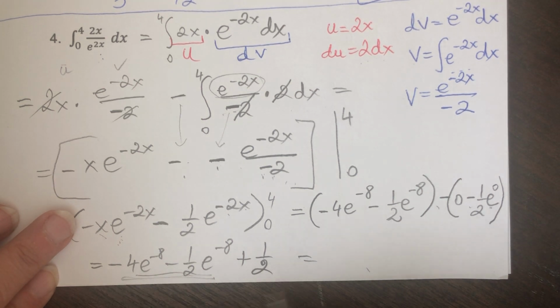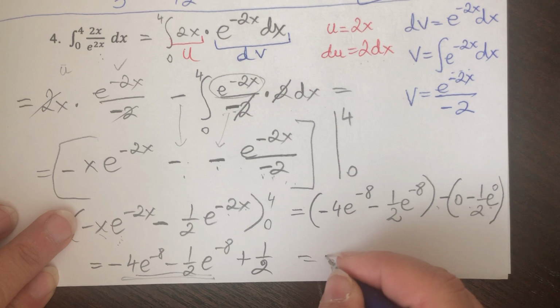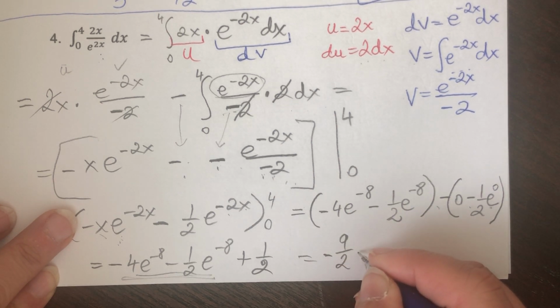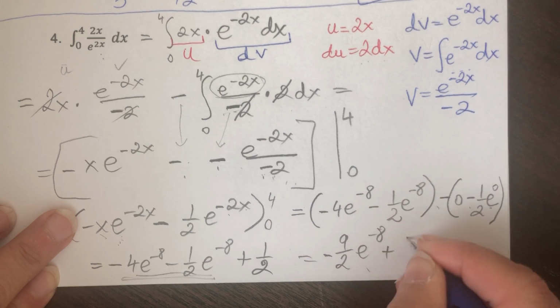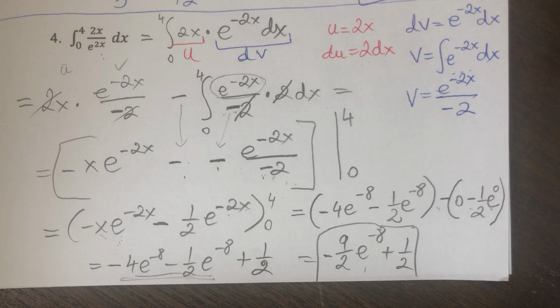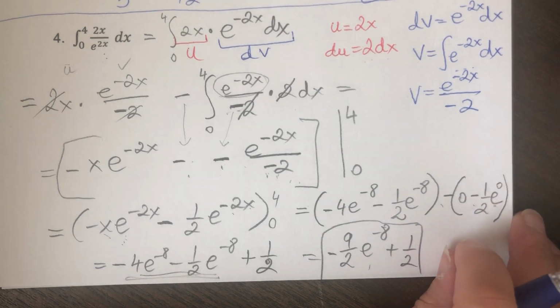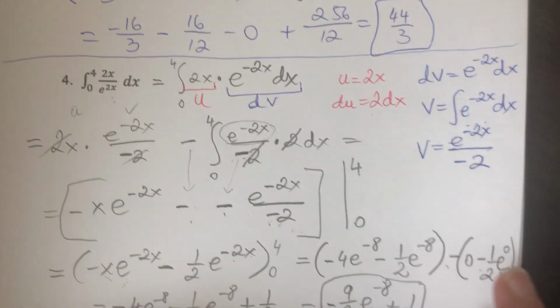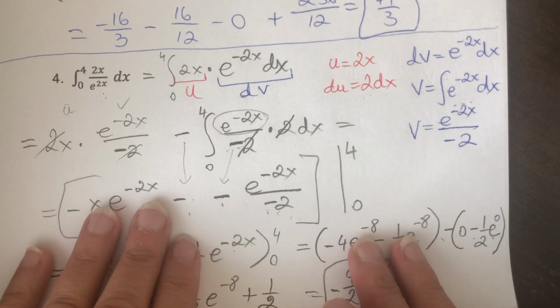Some e to the negative 8s and some more e to the negative 8s. That's negative 4.5 or negative 9/2 e to the negative 8 plus 1/2. You can leave this. This is what we would call an exact answer. Or you can put it in your calculator and see what that actually approximately equals, but that's totally fine. All right, so that's integration by parts.